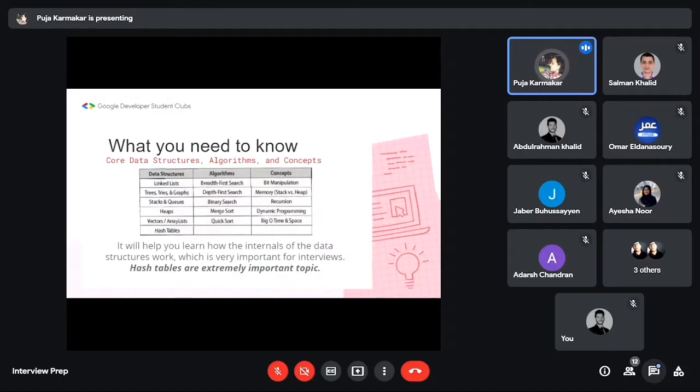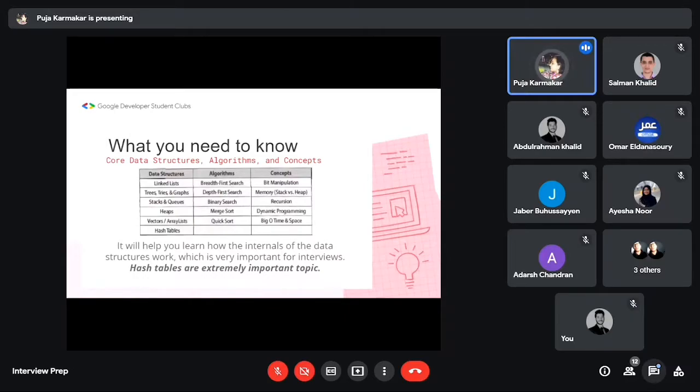What does this table do? It will help you to learn how the internals of the data structure work, which is very important for the interview. Yes, you know the basics of the hash table, but you don't know where the data are stored, or you don't know how it works. Then you're done for the interview. You at least have to know the internal part, or why you're using a particular algorithm, why you're using a particular data structure. At least you should know the basics.